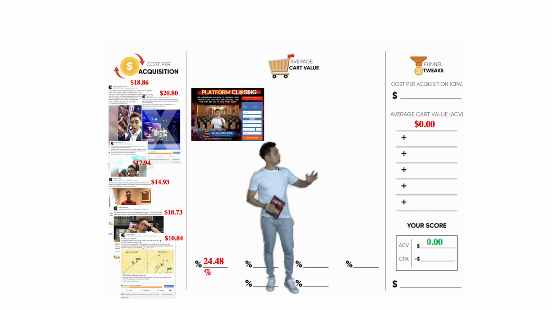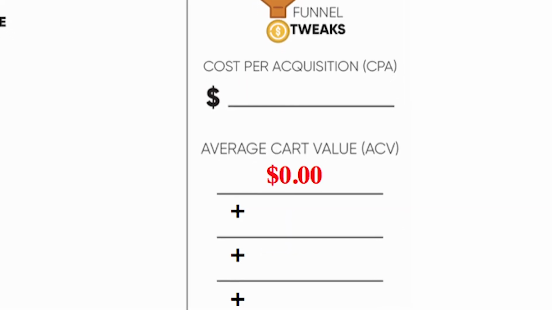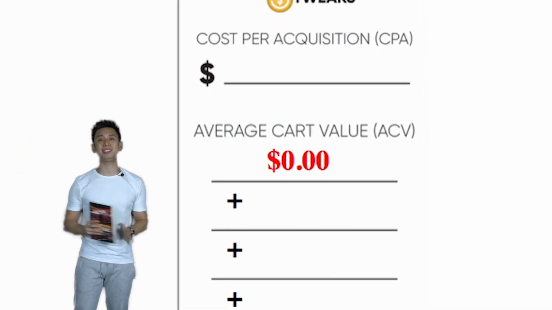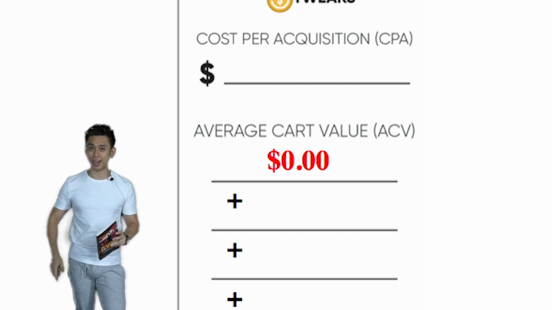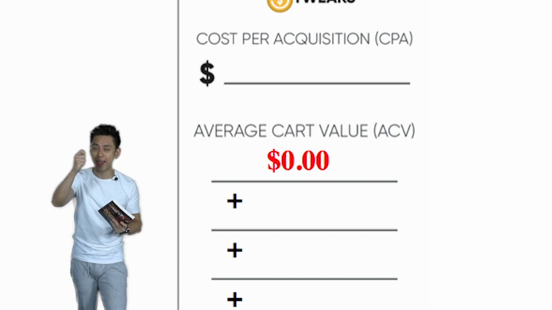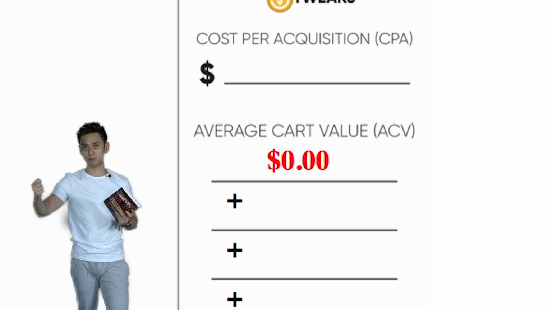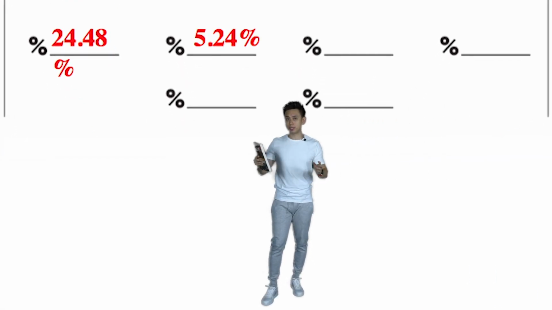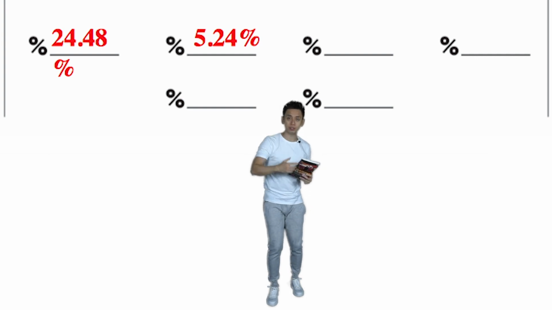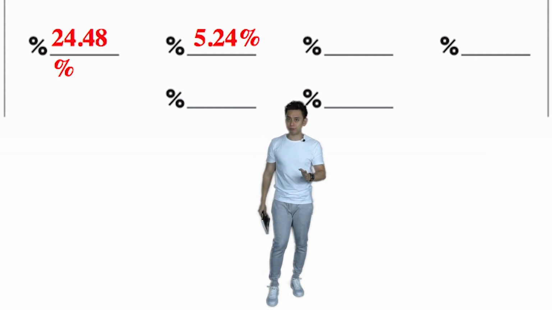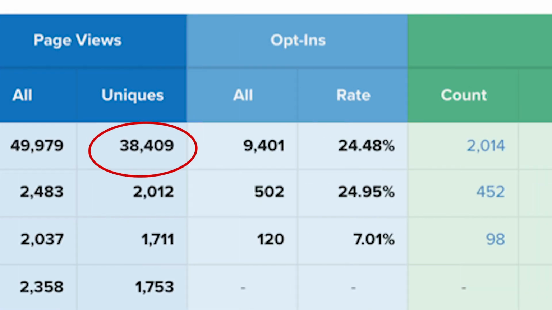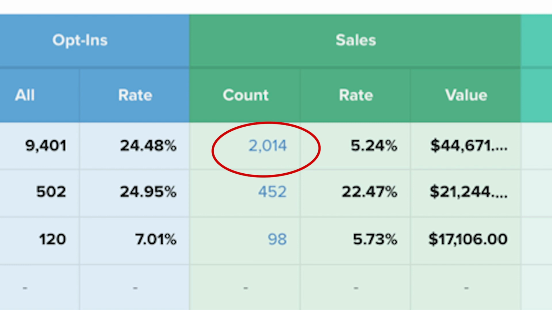Now on this step, you can see over here that the average cart value is still $0. Why is that the case? It is because right now, at this point in time, they have not taken out their credit cards and given me money yet. Right, this is just the first step. The next step, 5.24% of people will actually take out their credit cards and pay me $7.95 or $14.95, depending on where they live. Out of 38,000 people have visited, 2,014 people bought. Right? That's why it's 5.24%.